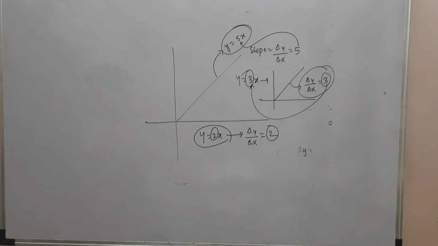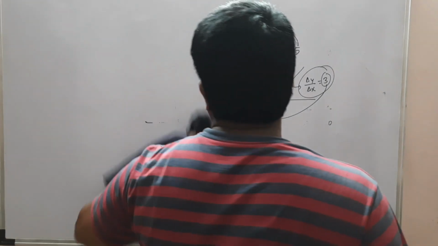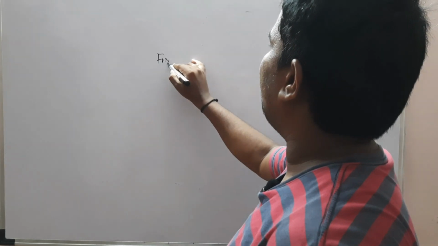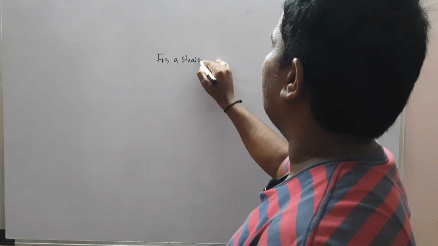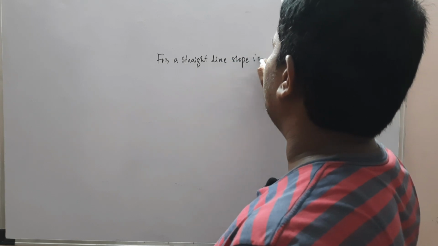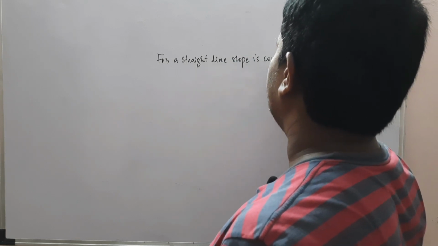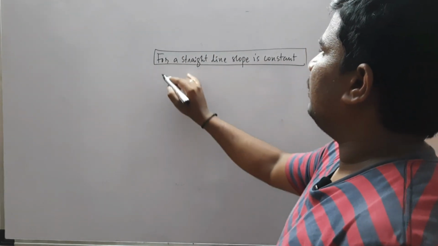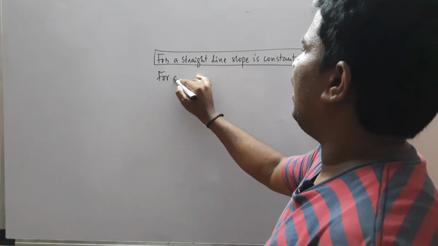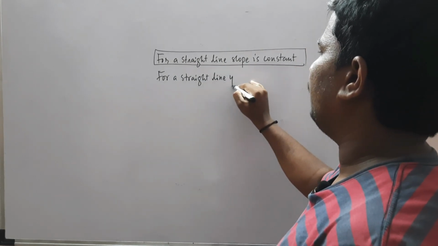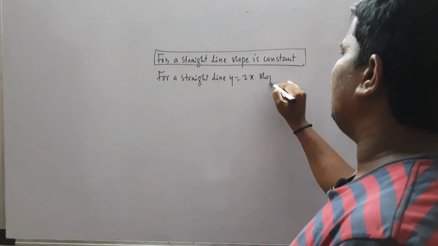So for a straight line, slope is constant. It is very clear. For a straight line, slope is constant. So that is very clear. So for a straight line y equal to 2x, slope is what?